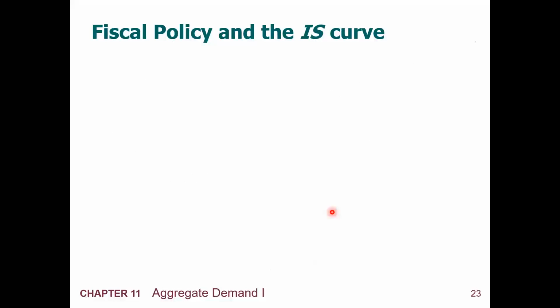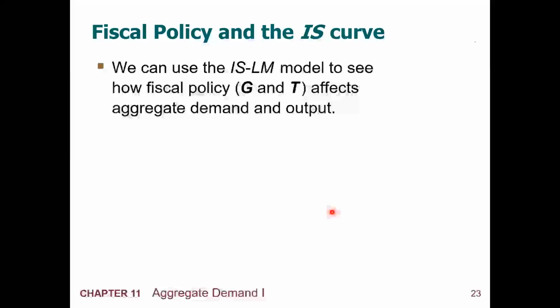Now, the fiscal policy and the IS curve. Fiscal policy refers to when the government alters the interest rate, the required reserve ratio. I don't think you guys have covered the required reserve ratio, so let's stick to interest rate for now. We can use the ISLM model to see how fiscal policy, so how the government changes government spending and taxes, affects aggregate demand and output.